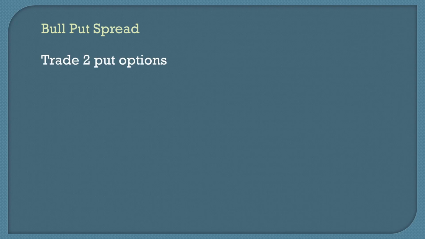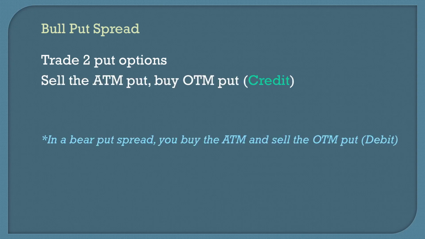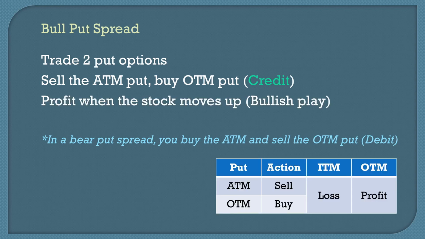A bull put spread is very similar to the other vertical spreads we covered, so I will just do a quick summary. In a bull put spread, you trade two puts. You sell the at the money put and buy the out of the money put. As you sell the at the money put, this is a credit spread, so you profit when the spread expires worthless. As the name suggests, for a bull put spread, you profit when the stock price moves up.